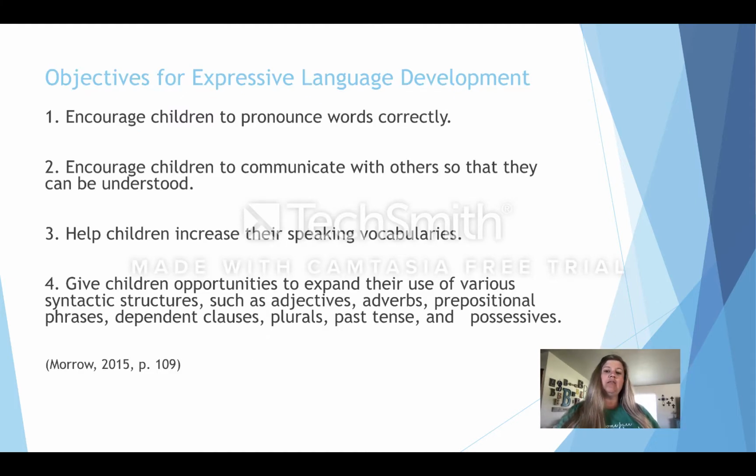Objectives for expressive language development. Encourage children to pronounce words correctly. Encourage children to communicate with others so that they can be understood. Help children increase their speaking vocabularies. Give children opportunities to expand their use of various syntactic structures such as adjectives, adverbs, prepositional phrases, dependent clauses, plurals, past tense, and possessives.